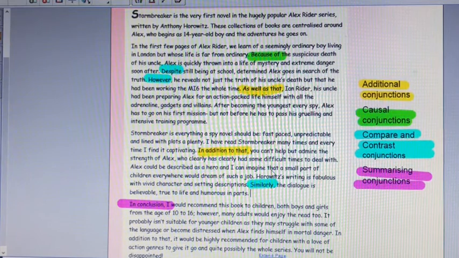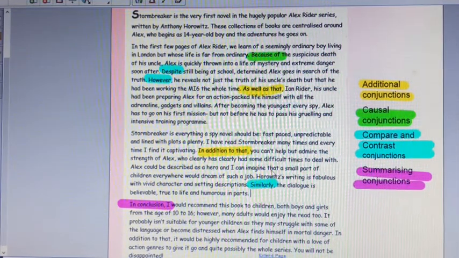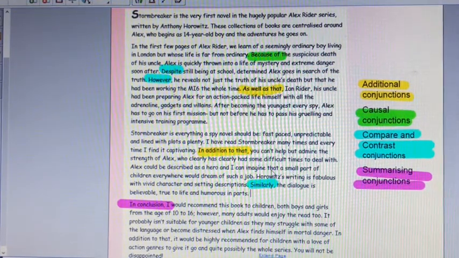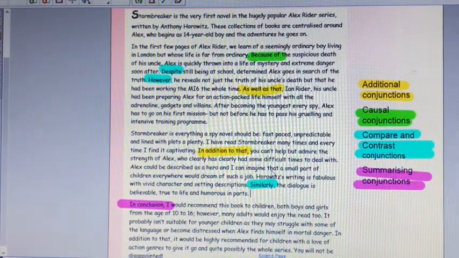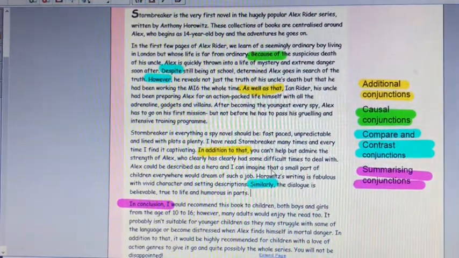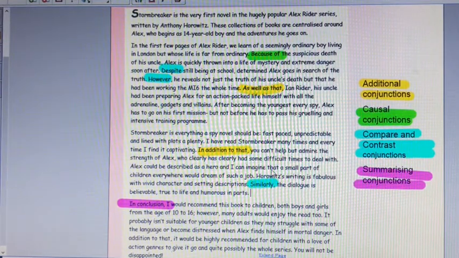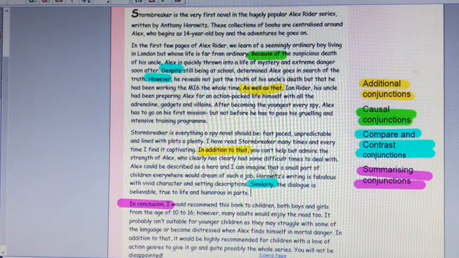So you can see clearly highlighted that additional conjunctions have been used. Additional conjunctions help us to add additional points. So examples are as well as that, in addition to that. In green we can see that we've used causal conjunctions, or some people refer to them as cause and effect. An example of that is because of this, because.